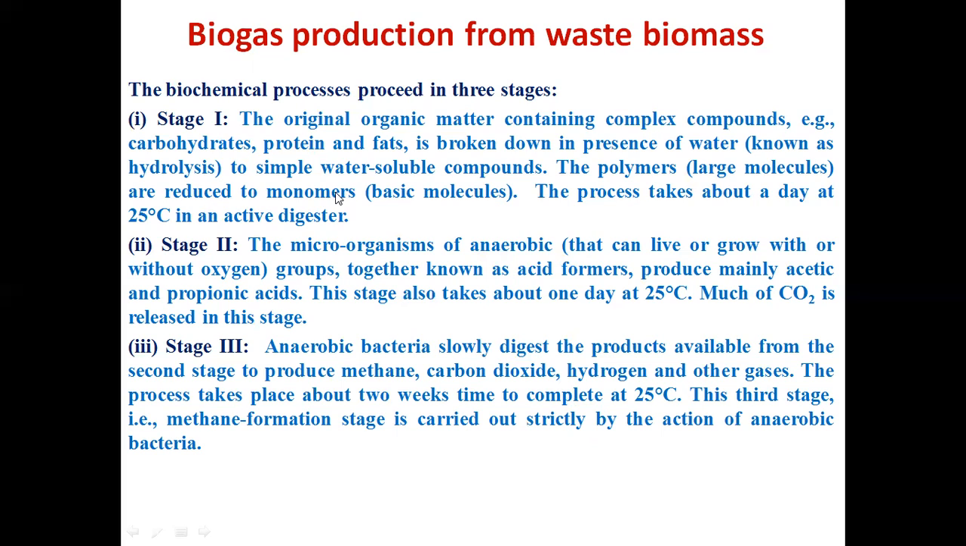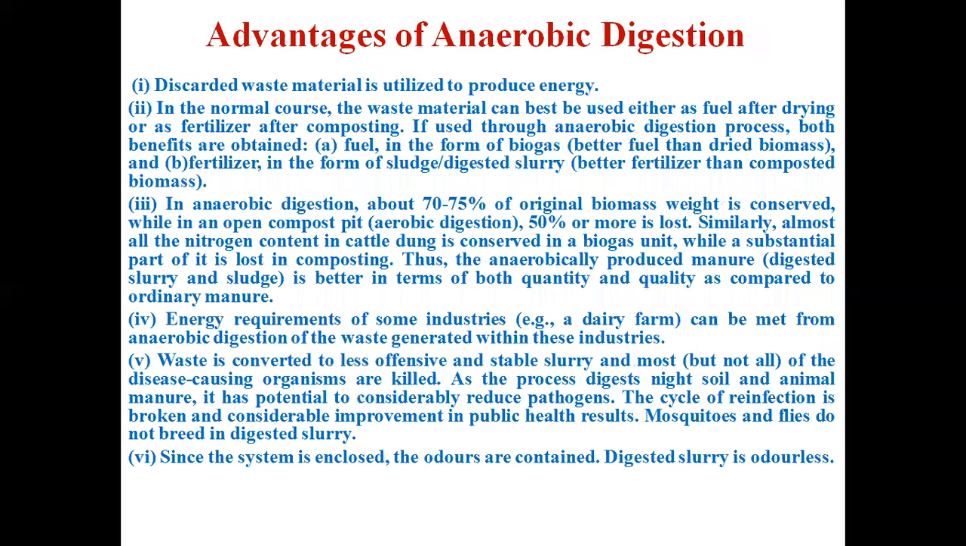So we have seen that there are three stages. When we fill the slurry of biomass into the digester, on the first day the hydrolysis process will take place inside the digester, and the biomass will be converted into water soluble compounds. Next day, in the next 24-hour cycle, acetic acid and propionic acids will be formed, and then only the anaerobic bacteria will convert the available biomass into biogas.